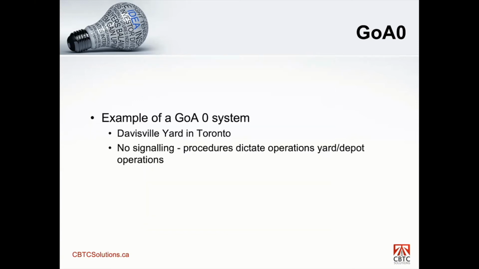An example of a GoA 0, in Toronto, we have the Davisville yard. There is no signaling in that yard. It's basically run off of procedures. Trains will come into a certain transfer track. From there, the driver would take over based on procedures and radio communications with the yard operator. The train would then move along the yard to get to its depot location. That's an example of a GoA 0 type of system, the Davisville yard.